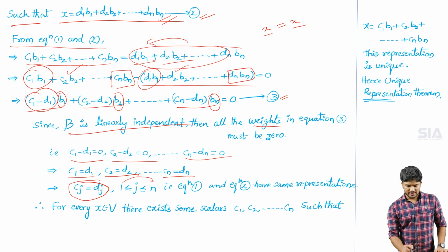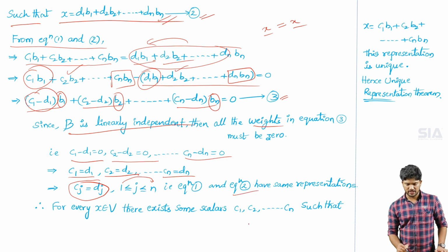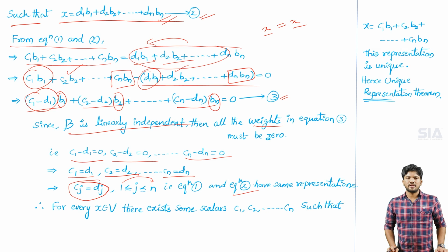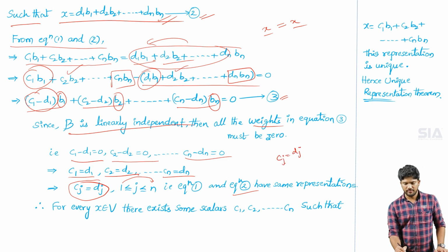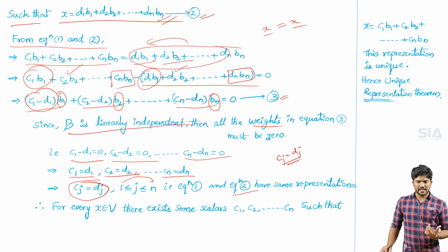Here Cj, initially before taking the linear combination, are scalars. After applying the linear combination, we can call them weights. So therefore equation 1 and equation number 2 have the same representation. Whenever you get Cj equal to Dj from equation number 1 and equation number 2, small x has the same representation.